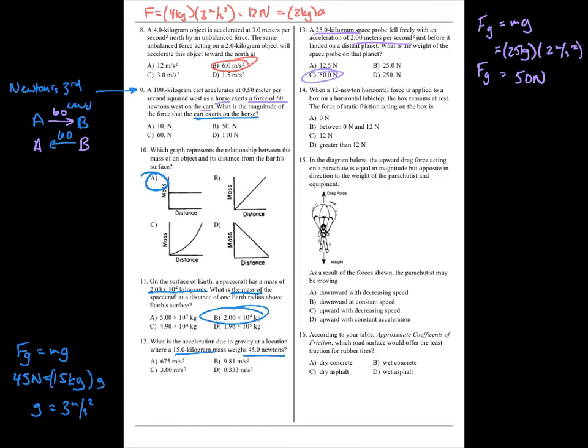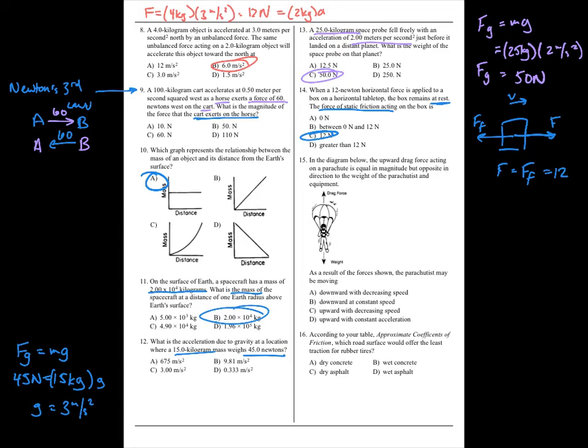Number 14. We have an object. A 12 Newton horizontal force is applied to the object, which is at rest. Because it's at rest, it's in equilibrium, which means the force of friction to the left is equal but opposite to F. So if F is 12, that means the force of friction to the left is also 12.